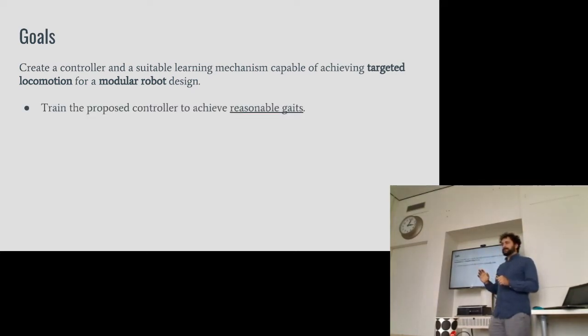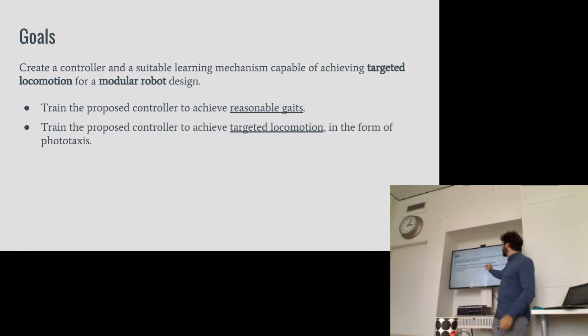But first, we want to check if the algorithm that we chose can actually move in any possible direction. So, does it move? Yes. If it actually moves, then we can say it moves in a certain direction. So to make it simpler, we divide it into two steps: reasonable gaits, so reasonable walking, and targeted locomotion.